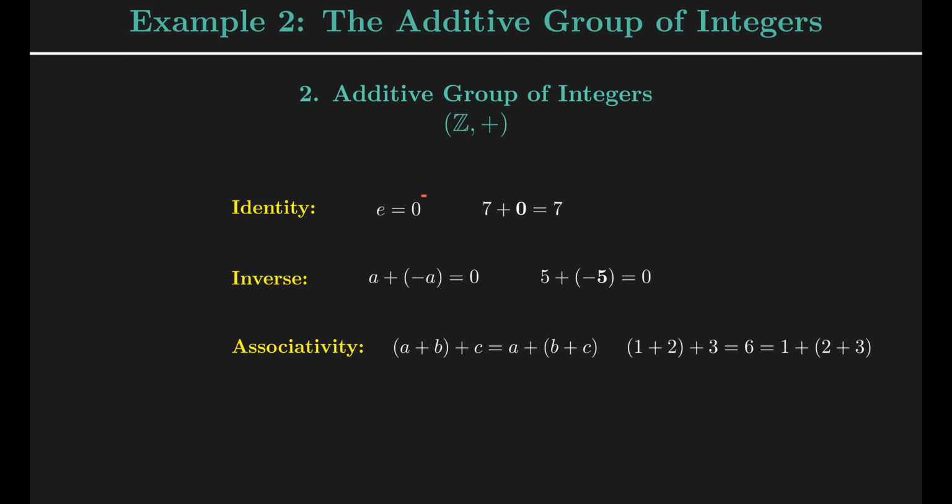Pay close attention to the highlighted box. It is a common misconception that the identity is always 1. In group theory, the identity element is not universal. It always depends on the operation that defines the group.